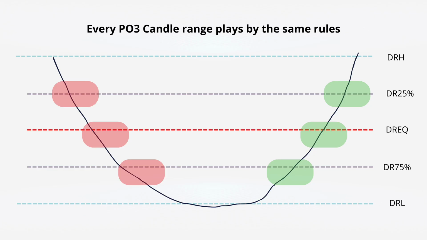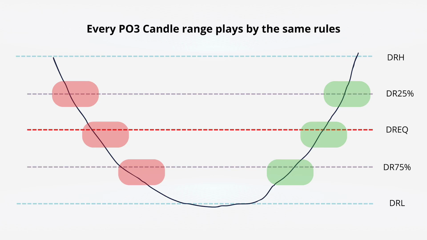Okay, every power of 3 candle range plays by the same rules. When you have a new dealing range, the dealing range high and the dealing range low are the extremes for this dealing range. Inside this dealing range, you have different levels. Equilibrium is the midpoint for this dealing range. And 25, quarter, and 75. This is for premium and discount. Simple. Premium, discount, and externals: liquidities, the dealing range high or dealing range low.